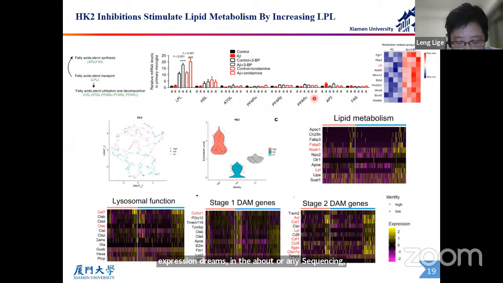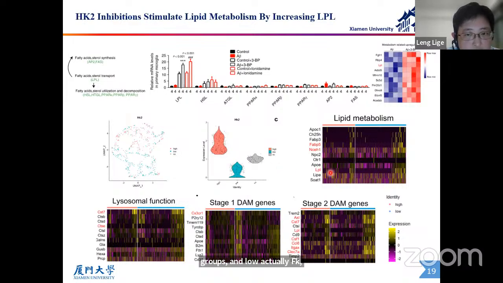LPL hydrolyzes triglycerides in lipoprotein. Furthermore, we also analyzed publicly available single cell microglia RNA-seq data and divided them into two groups: the high HK2 expression group and the low HK2 expression group of microglia.